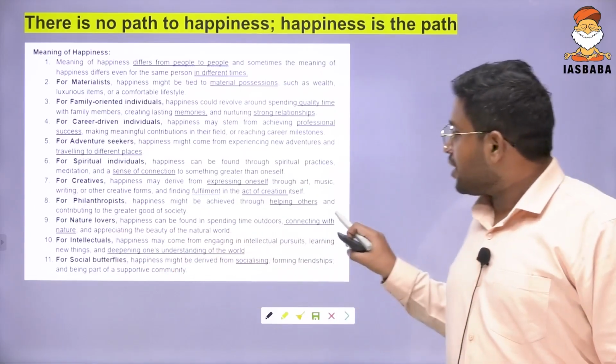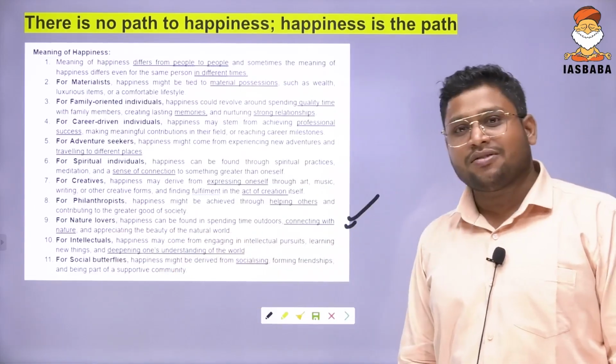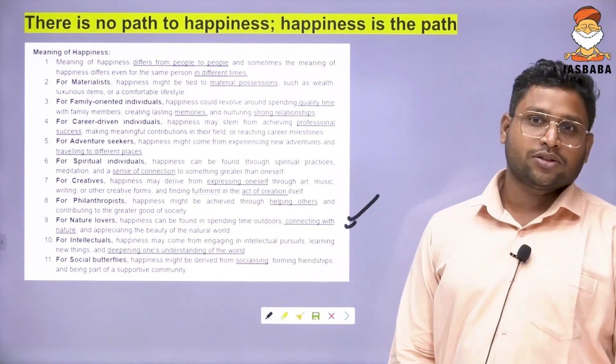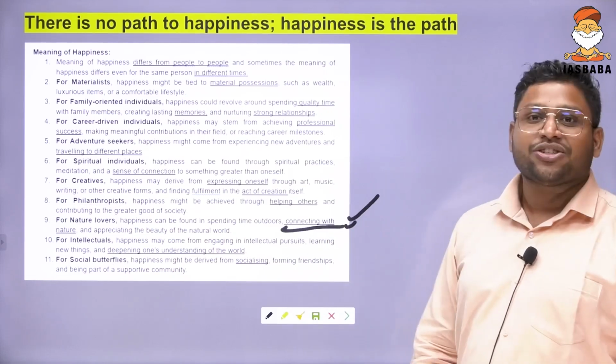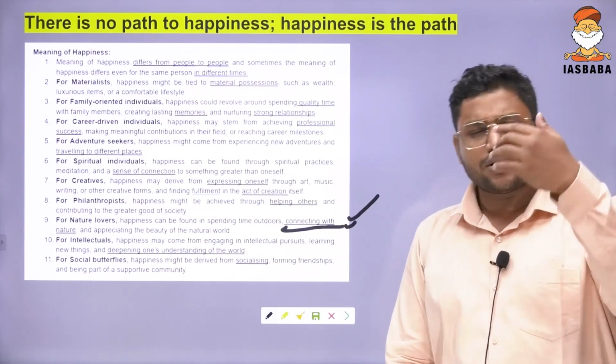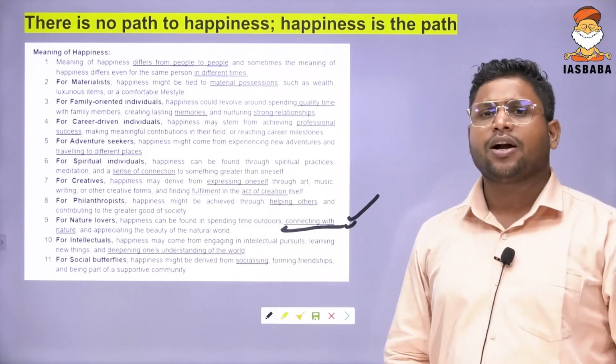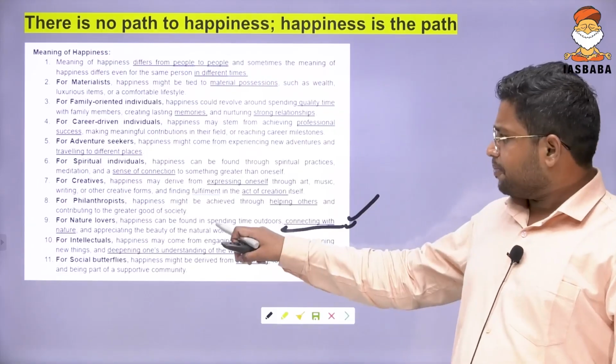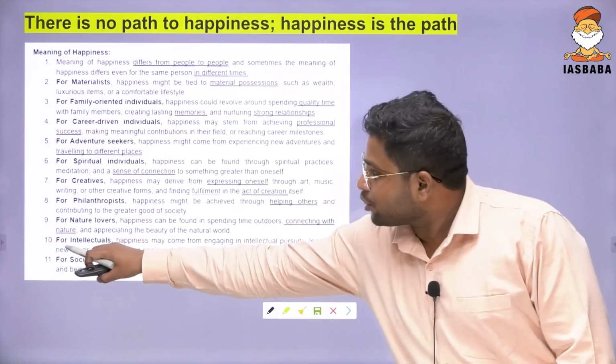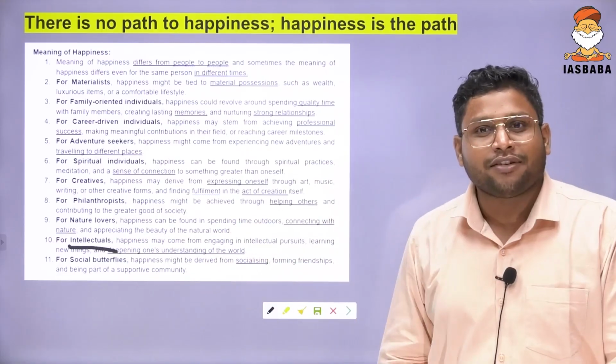Then for nature lovers, there are some people who like nature a lot. So when they connect with nature, even when they are just sitting beside a plant or an animal, they feel good. Then there are some intellectuals. They are way different from these people.